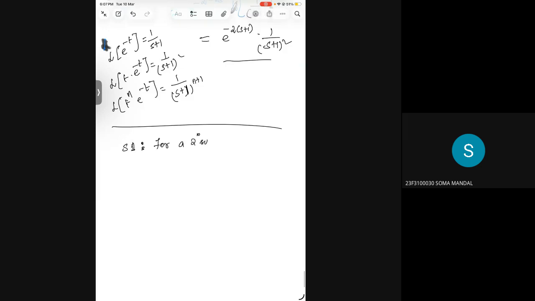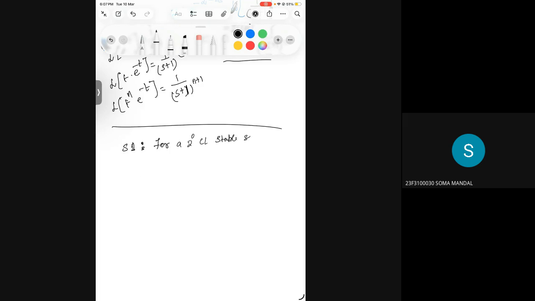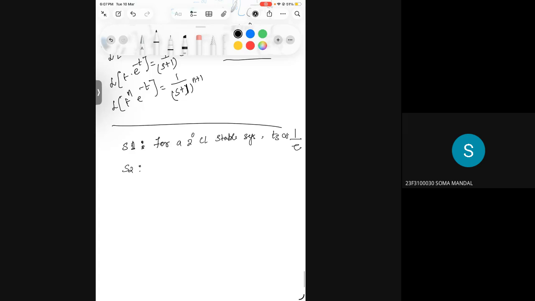For a second order system, maybe closed loop transfer function. For a second order closed loop stable system, the settling time Ts is inversely proportional to the damping ratio. This is statement 1. Statement 2 would be, for a closed loop second order stable system, same system, peak overshoot decreases with increase in damping ratio.